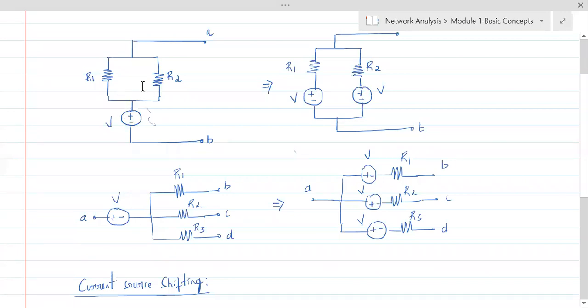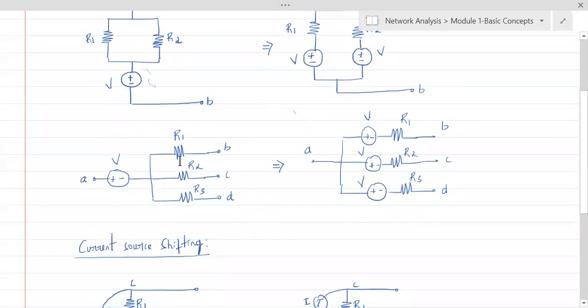As it is, the resistors R1 and R2 are not in series with V. So what we need to do is shift this voltage source in such a way that R1 and R2 become the series resistance with these voltage sources. So one voltage source would become two voltage sources. But from here on, if we work, the size would certainly be reduced.